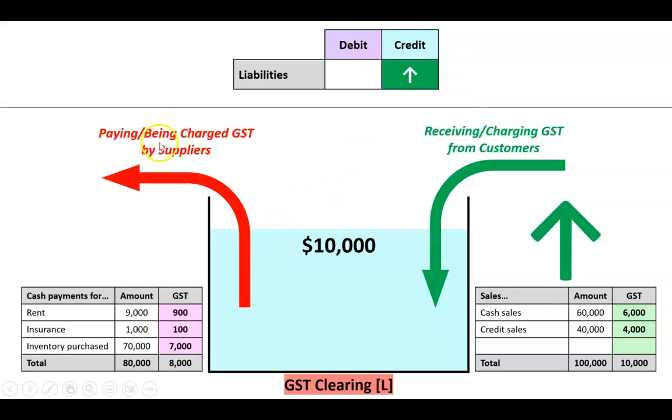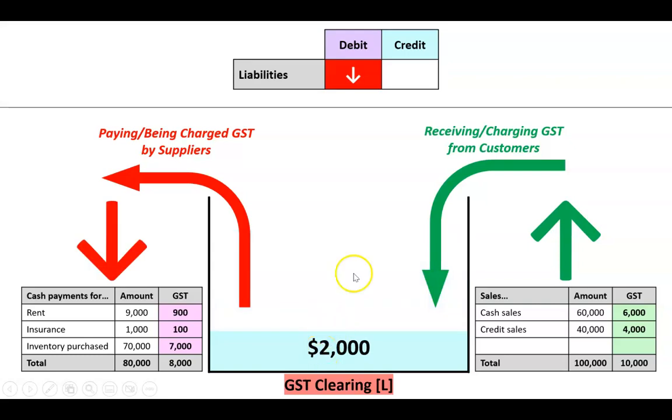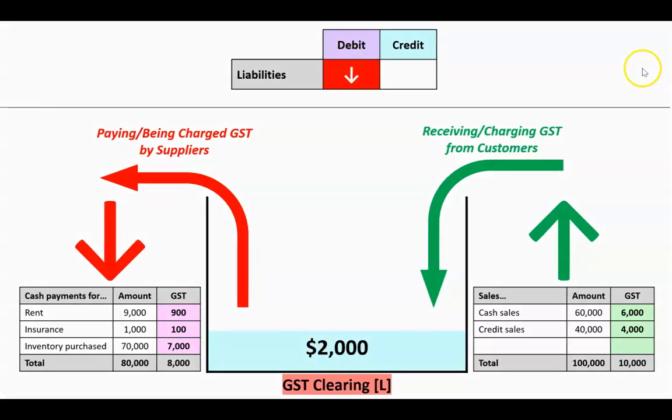However, we get to offset that or reduce it by every time as a business we pay GST or get charged GST by our suppliers. So that could be for things like rent, insurance, or buying inventory. And in this example, we've been charged $8,000 of GST. So that is going to reduce our liability in this case from $10,000, so the water level is going to go down to $2,000. And when liabilities go down, that's a debit.